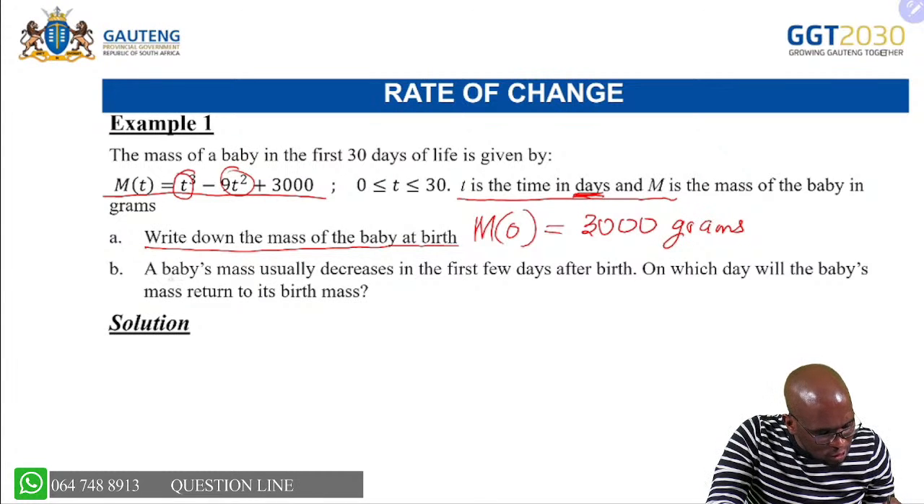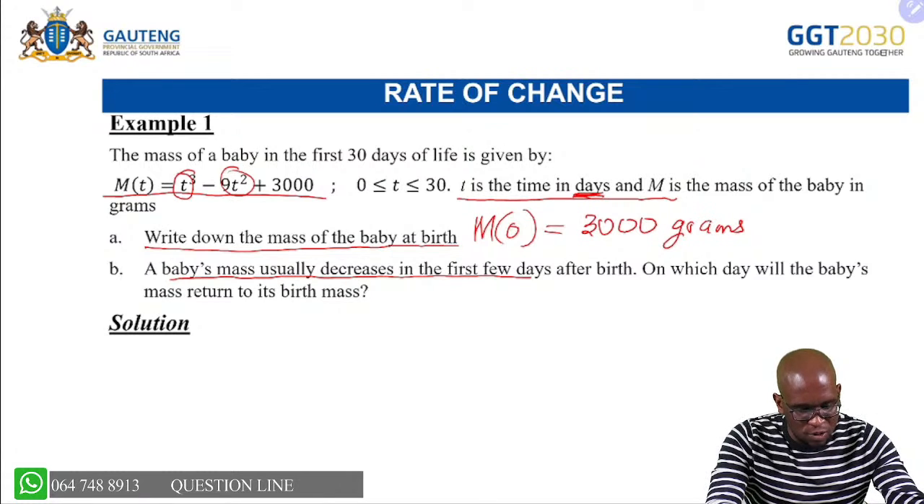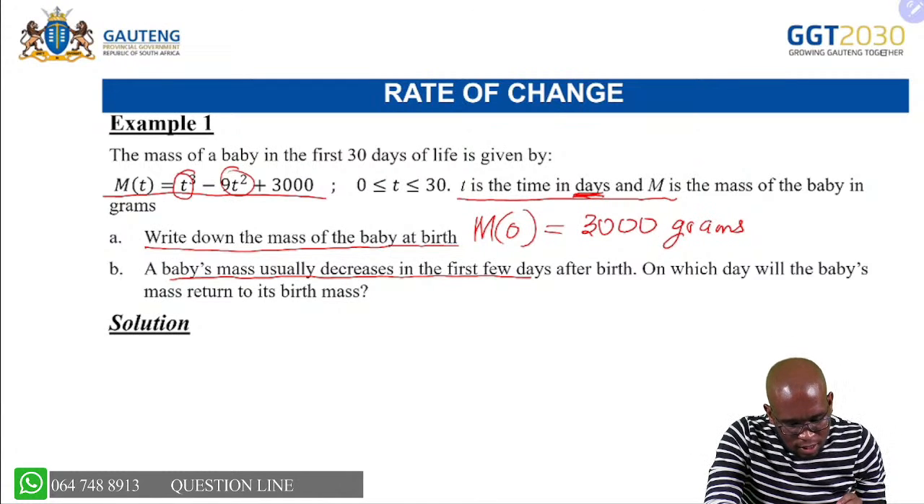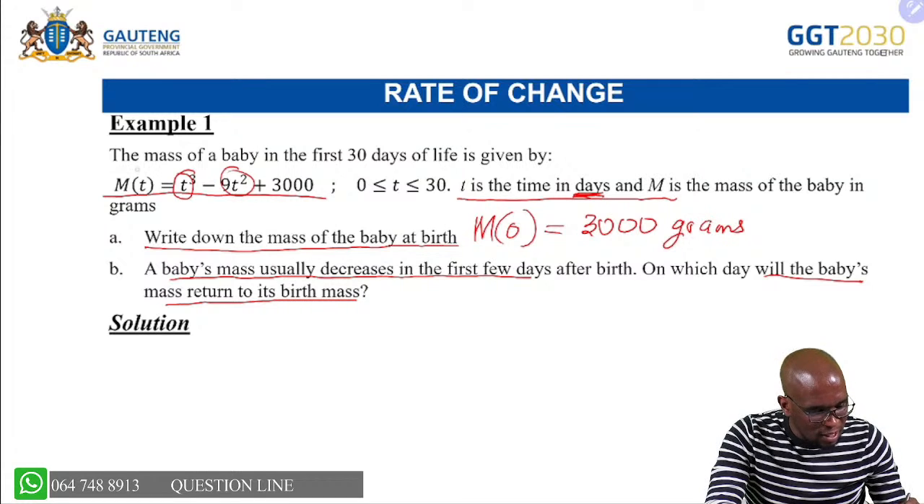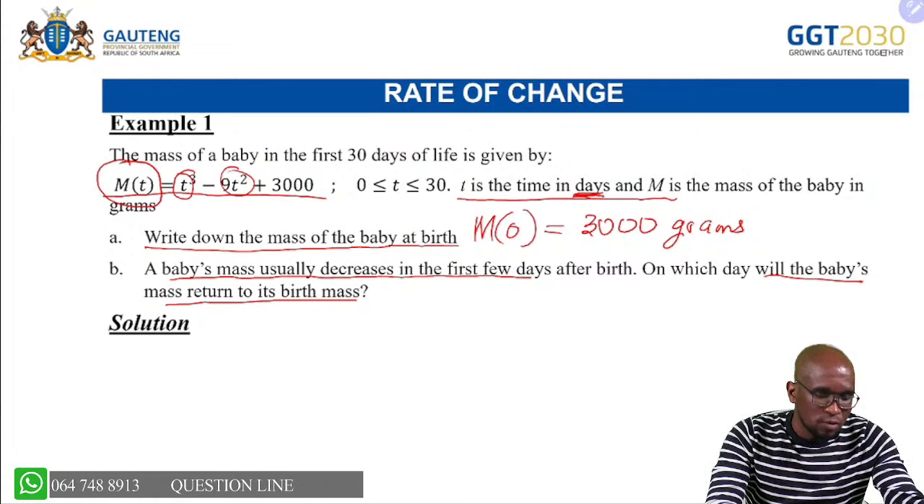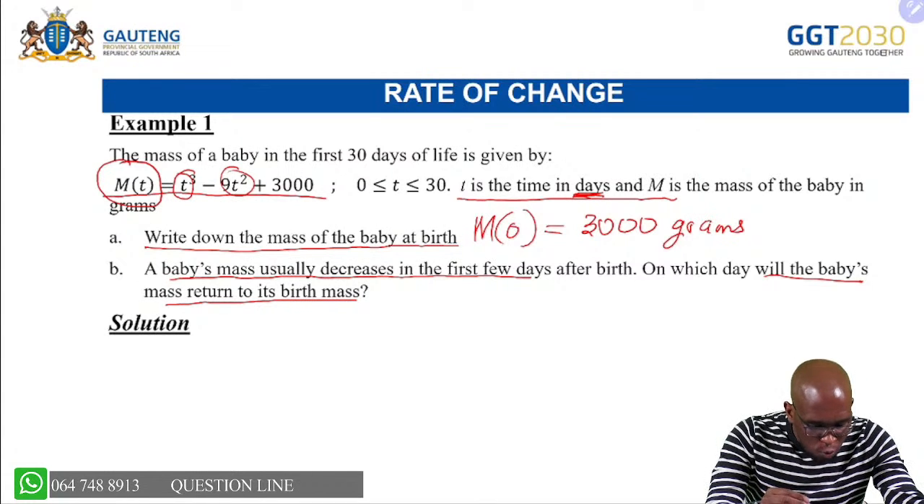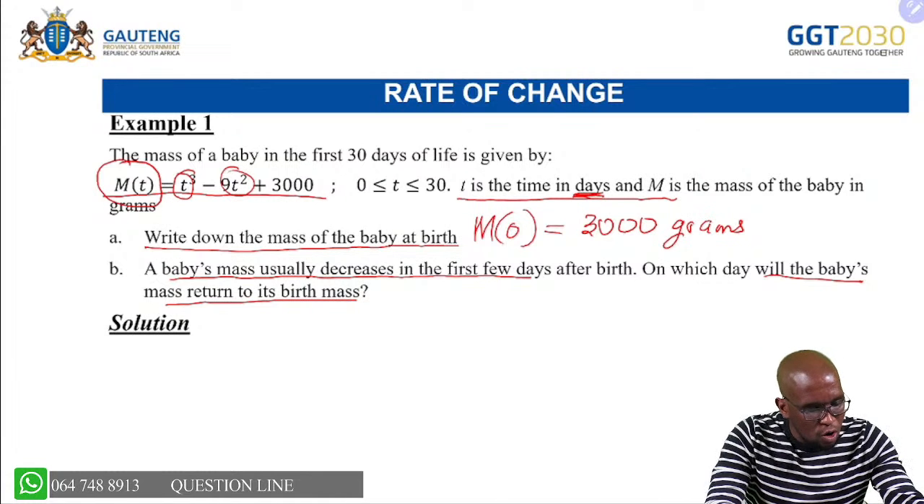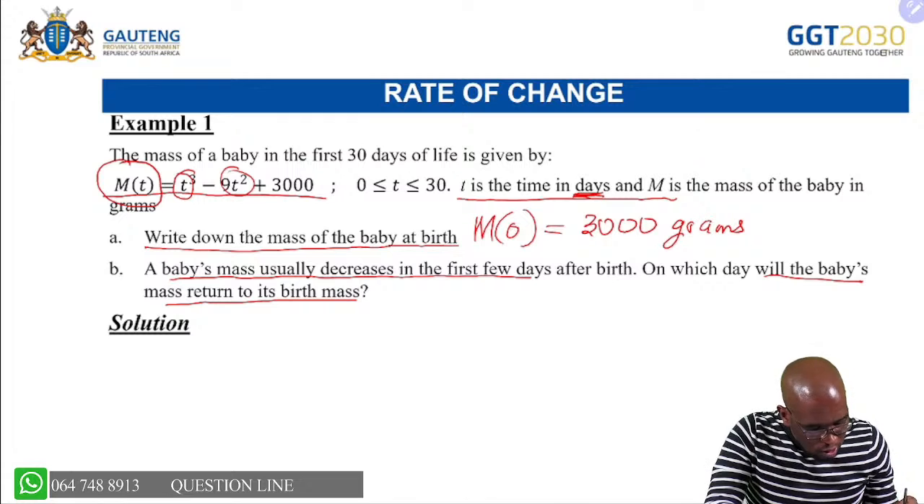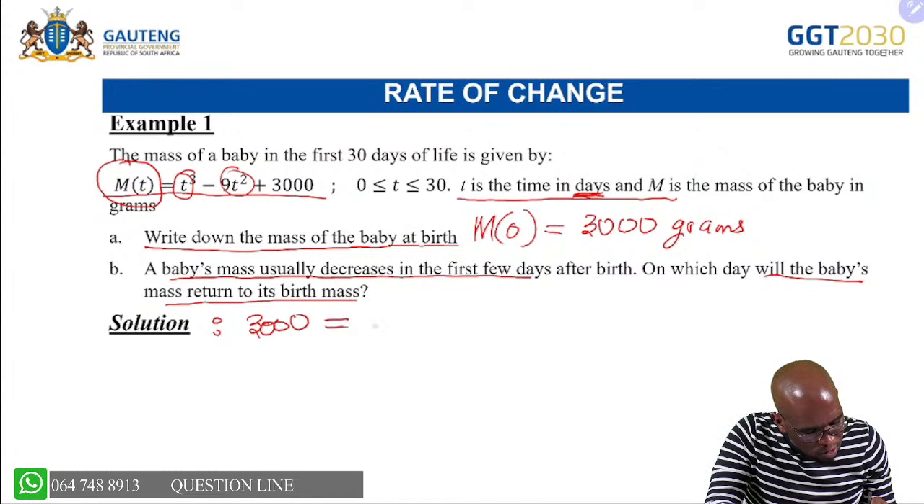Now, a baby's mass usually decreases in the first few days after birth. On which day will the baby's mass return to its birth mass? Remember, the baby's mass is m of t. So they're asking on which day will the baby's mass return to its birth mass, which means we need to substitute the birth mass into m of t, the function. So the birth mass is 3,000, and we would have that 3,000 is equal to t cubed minus 9t squared plus 3,000.